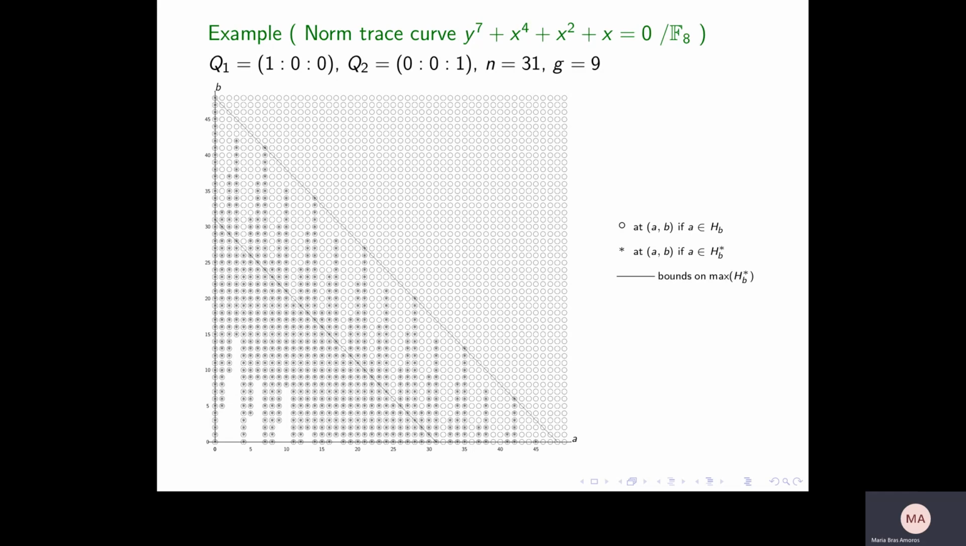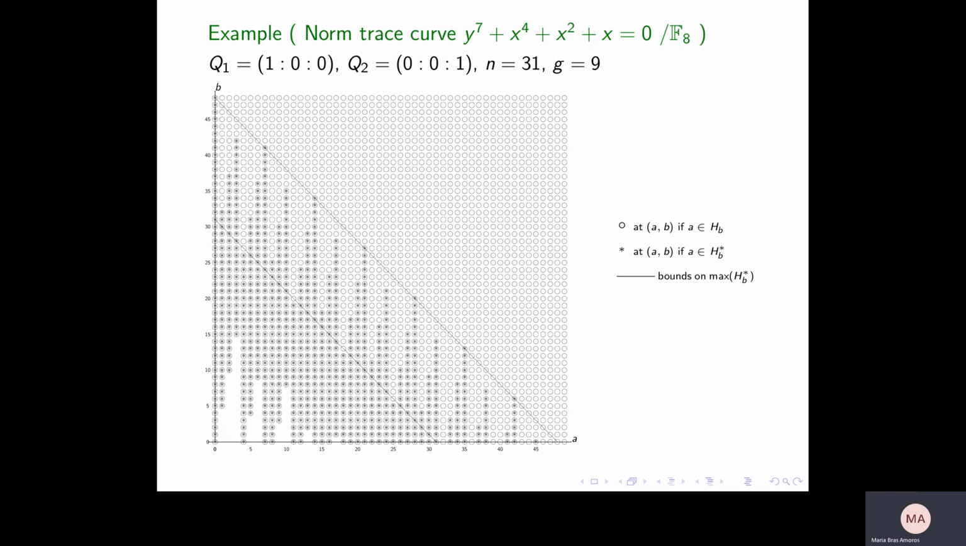Let's look now at an example. In this case, we take the norm trace curve given by the equation y to the 7th plus x to the 4th plus x squared plus x equal to 0 over the finite field of 8 elements. We distinguish the point Q1, which is 1, 0, 0, the point Q2, which is 0, 0, 1, and take the other 31 points as evaluation points. In this case, the genus of the curve is 9.